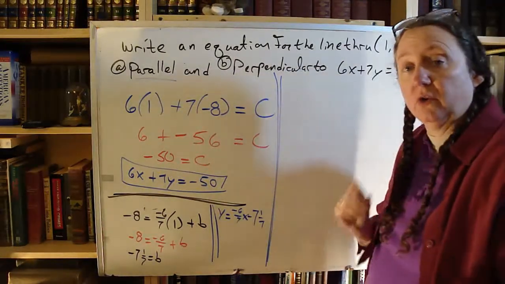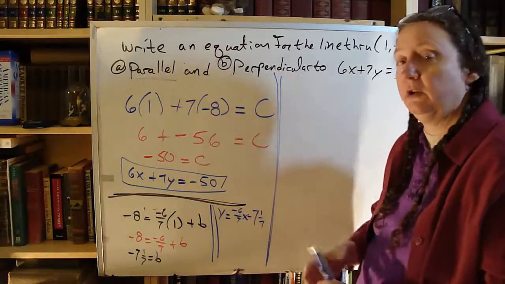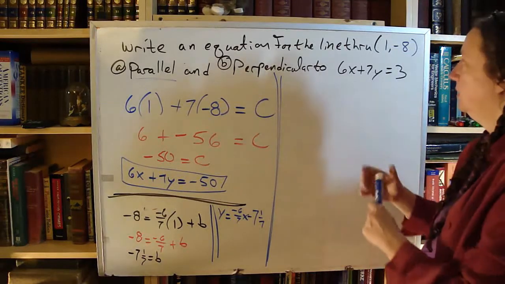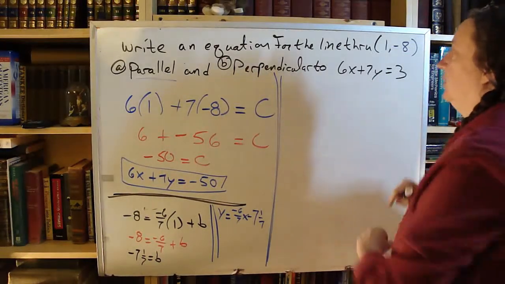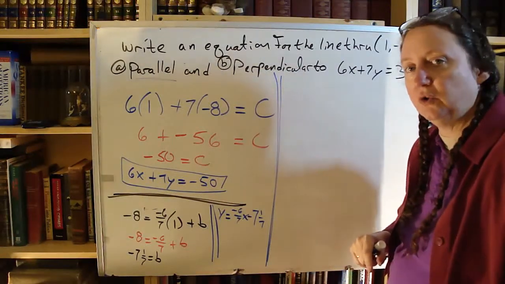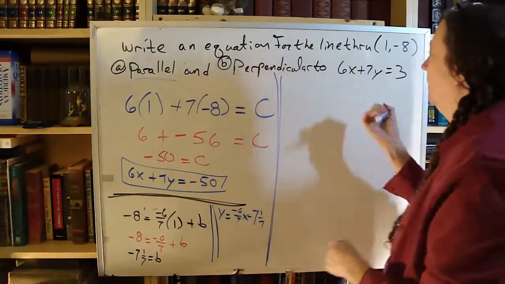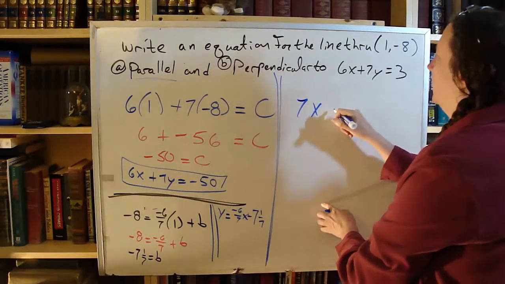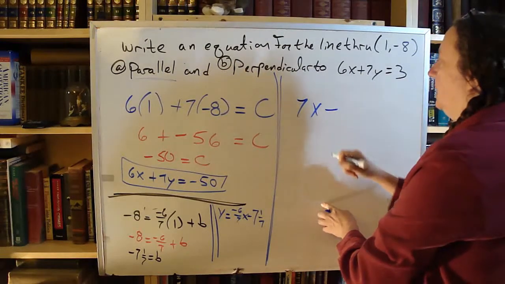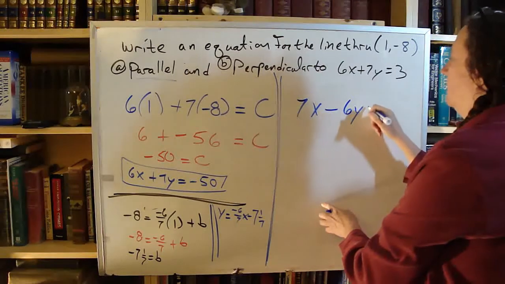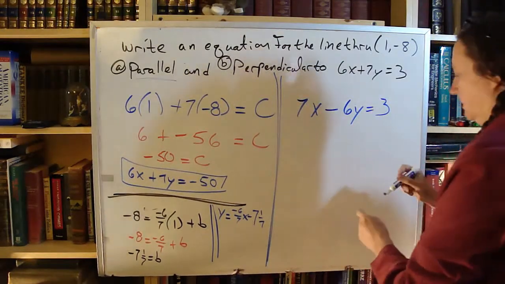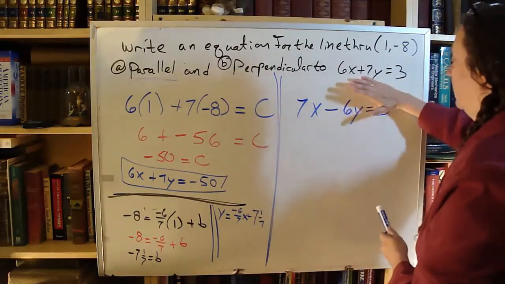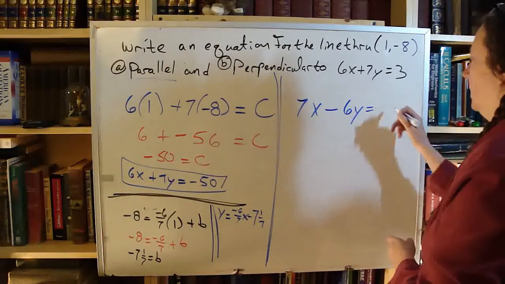There's a trick for this also. If you want to find the perpendicular slope, and you are given this format, you want to switch your numbers. The 6 and the 7 trade places, and you want to change your sign on one of those numbers. So I'm going to switch my 6 and 7. I have 7x, and I'm going to change my sign in the middle, minus 6y equals 3. But I don't want to use 3 anymore. I want to find a new number for this, so I'm going to wipe out that 3 and put the letter C.